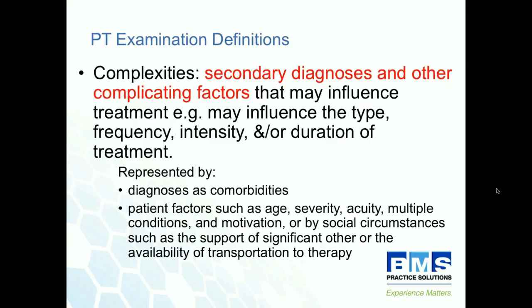They can be represented by secondary diagnosis such as comorbidities, but also other patient factors such as age, severity, acuity, multiple conditions, motivations, or other social circumstances such as the support of significant others, help in the home, or availability of transportation to therapy.